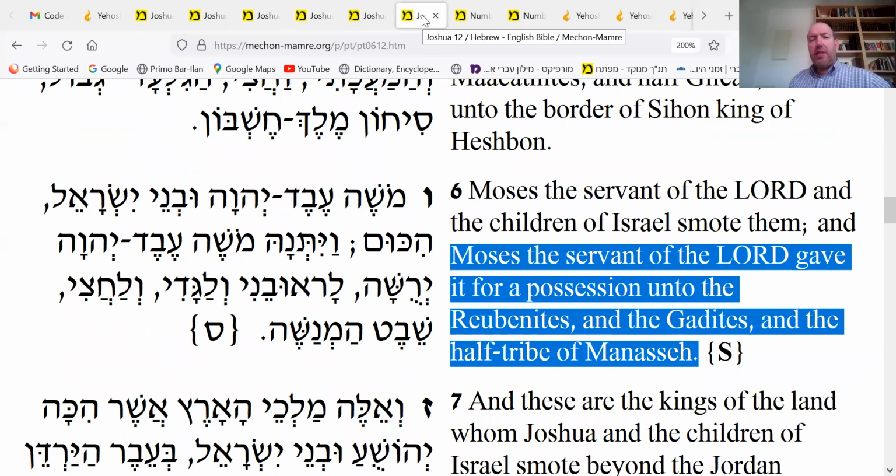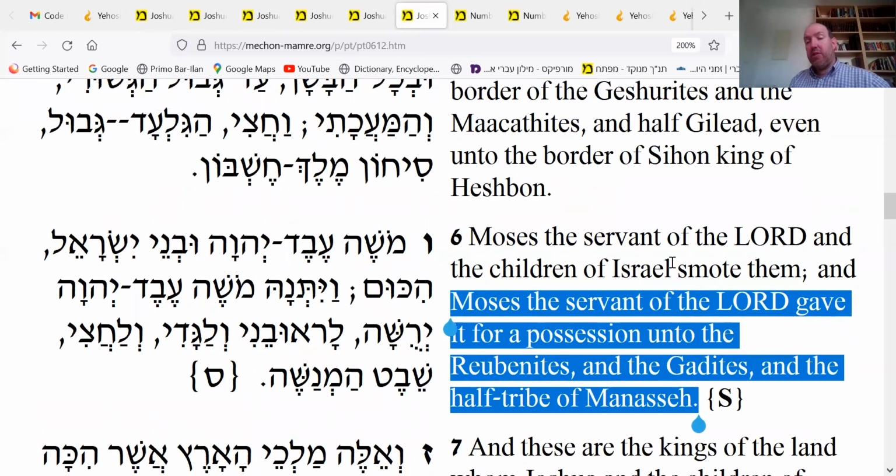And as well, we see this in Joshua chapter 12 in the summary of the areas that were conquered. Once again, there was mentioned Moses, a servant of the Lord, and the children of Israel smote them, and Moses, a servant of the Lord, gave it for a possession unto the Reubenites and the Gadites and half tribe of Manasseh. So we see a constant kind of relation to the 2.5 tribes, even here, once again, even though it's not at all related, because now it's Joshua who's allocating the land on the west of the Jordan. There's importance of mentioning the east of the Jordan and the 2.5 tribes.